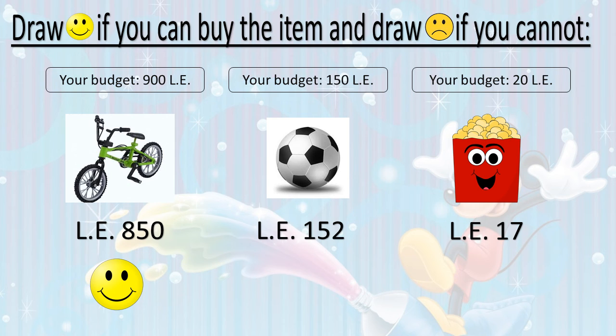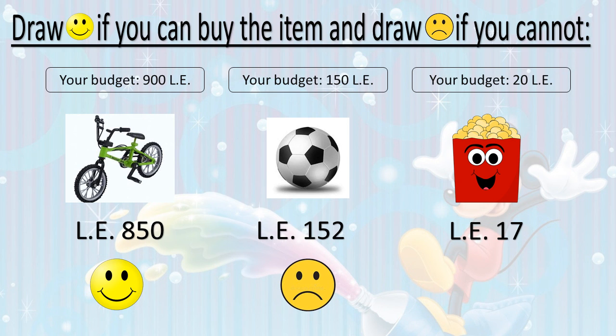Okay, what if my budget is 150 Egyptian pound and I want to buy a ball for 152 Egyptian pound? Is it over your budget or under your budget? Actually, 152, the price of the ball, is bigger than 150, bigger than my budget. So no, I cannot buy the ball because it is over my budget.